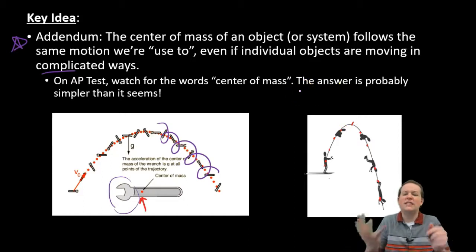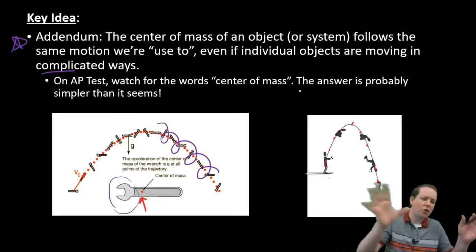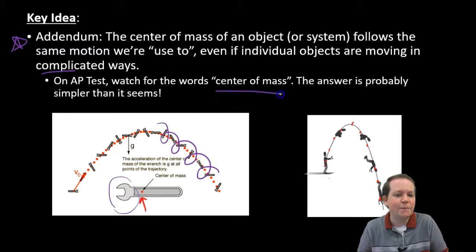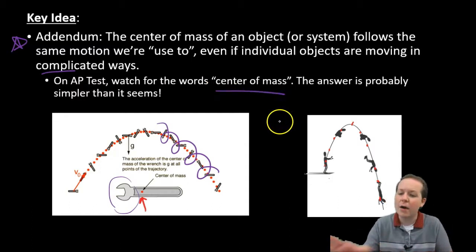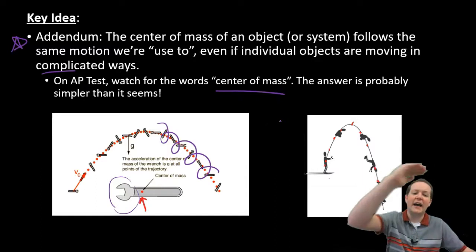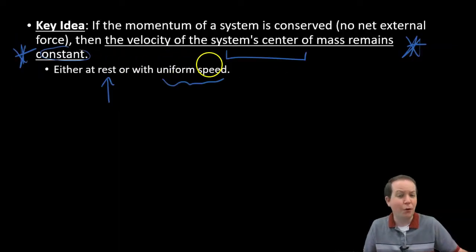Which means if you encounter some oddly shaped object, or something with different parts moving in different directions, it's almost a keyword. If you see center of mass in the problem, it just means you approach things just like you would any normal shaped object, with projectile motion and conservation of momentum. That idea that I mentioned before, that the velocity of that center of mass is staying the same.